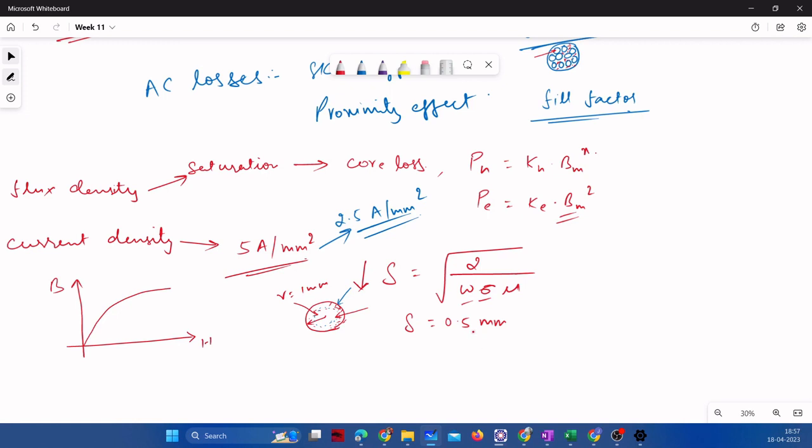Sir, here in this equation of skin depth, there is a permeability in the denominator: root of 2 by omega times conductivity times mu. So this permeability is the permeability of the material of the wire we are using. Copper is not a highly permeable material, so it will be near to air. Mu will always be the same unless it is a highly permeable material.